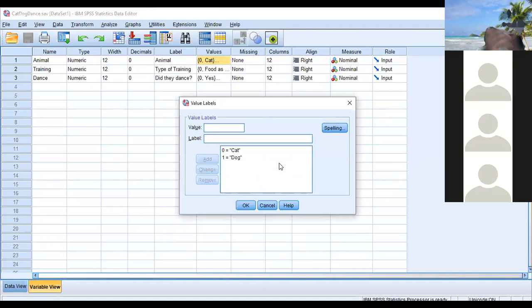Since each of them has two categories, cat is coded 0 and dog is coded 1. You can make cat 1 and dog 0, so it doesn't really matter. Check the other one.